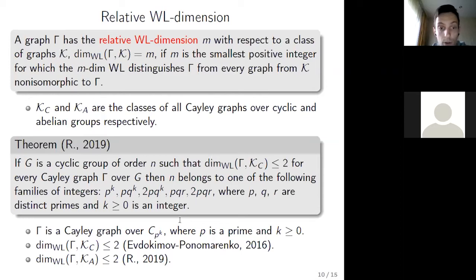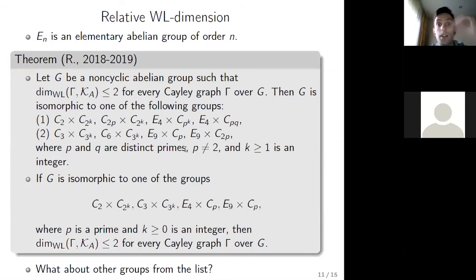This was done for cyclic p-groups by Evdokimov and Ponomarenko. They proved that the relative Weisfeiler-Leman dimension of every Cayley graph of a cyclic p-group with respect to K_C is at most 2. And this result was generalized for class K_A. So, and the same theorem for non-cyclic abelian groups.